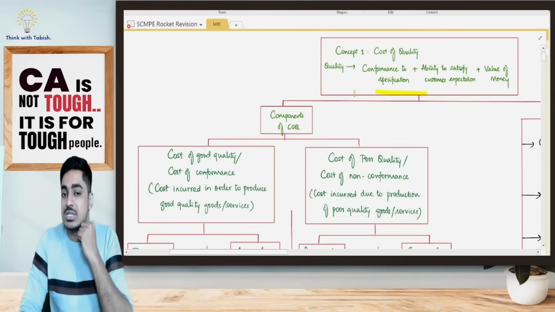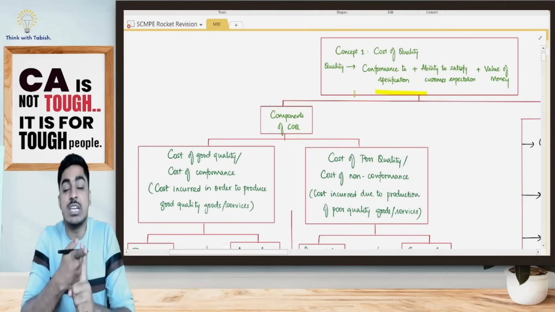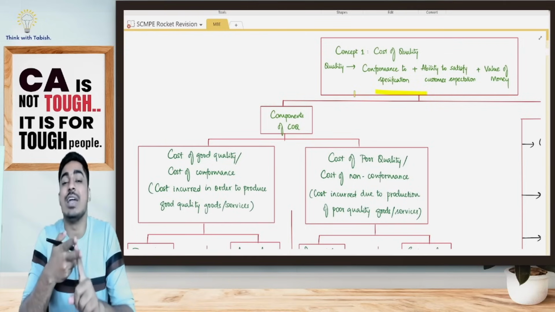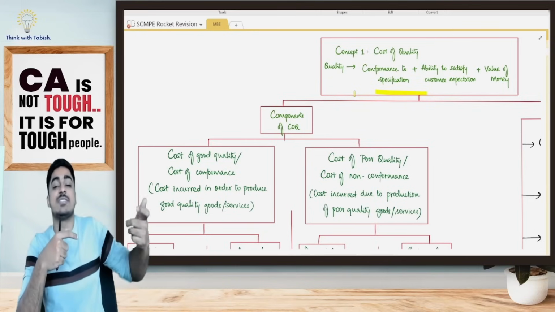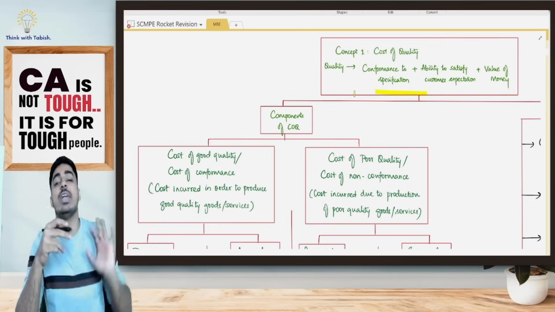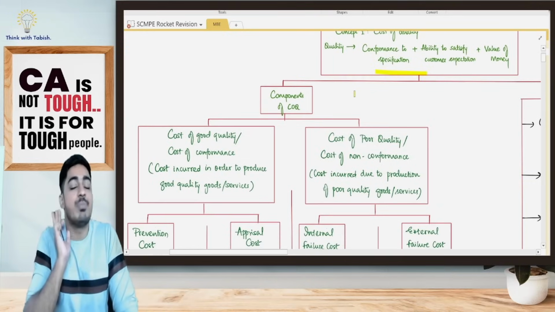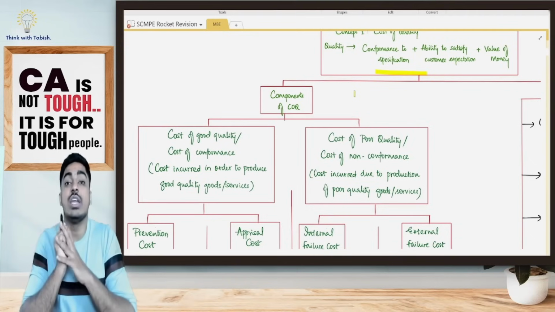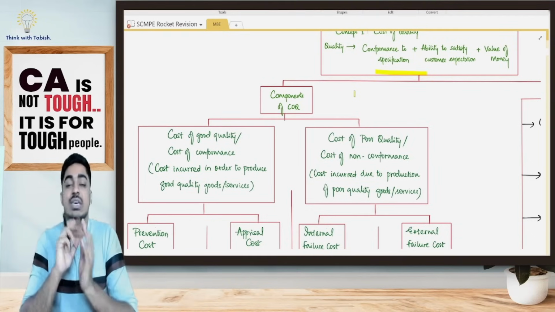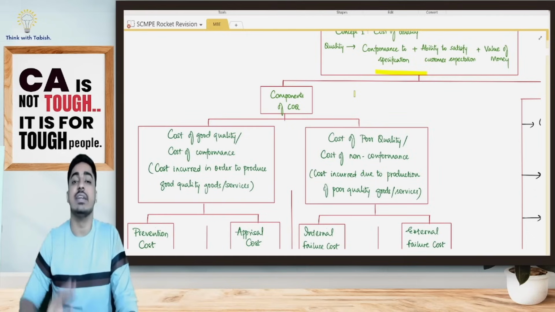Quality means 3 things, students. Quality means conformance to specification, ability to satisfy customers' expectation, as well as value for money. Yes, I should conform to the specification. I should be in a position to satisfy my customers' expectation as well as give value for money. Now I am telling what is cost of quality. We are telling quality is important for every business, but quality comes with a cost. Quality is not free. Quality comes with a cost.